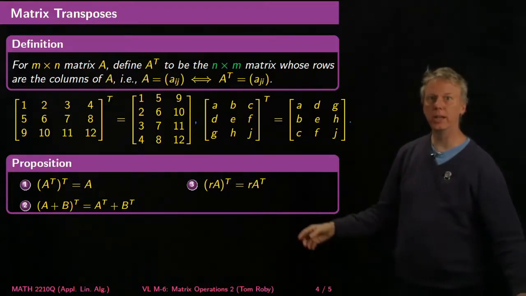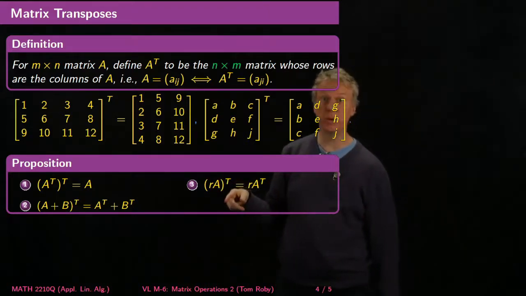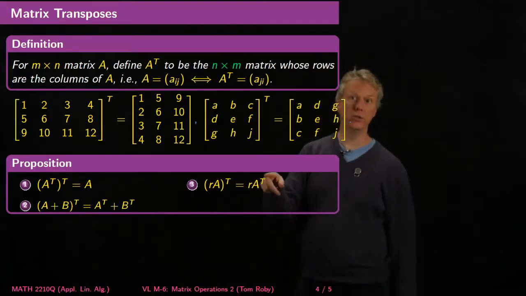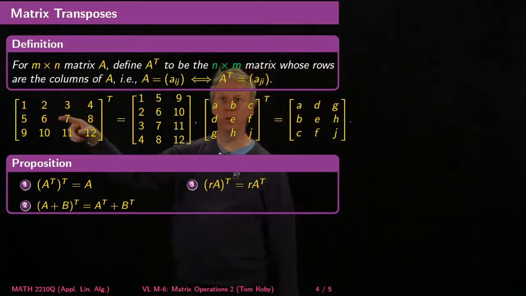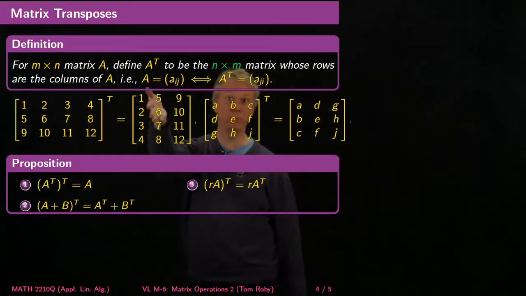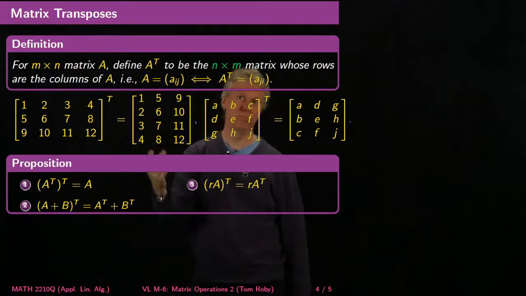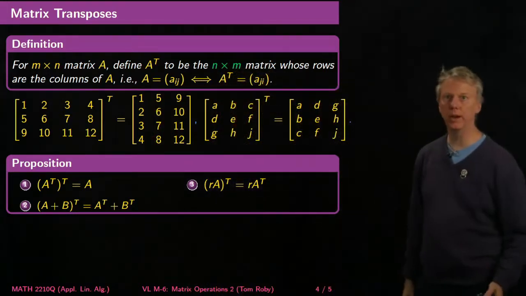Okay? Similarly, if you rescale a matrix and then take its transpose, well, then you're just going to take the transpose and rescale. All you've really done, it'd be like taking every entry here and doubling it, then taking the transpose. Well, every entry would be doubled, right? So that's all that's going on there.